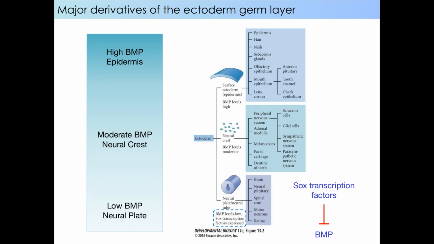As we'll see, even though BMP inhibition is important to allow the formation of the neural tissue, some BMP is needed to promote the proper folding of the neural tube. These low levels of BMP are indirectly regulated by SOX transcription factors. So these transcription factors promote the development of the central nervous system, both by inhibiting the expression and the signaling of BMPs, although this happens indirectly, and also by activating genes that are needed to specify the neural plate.